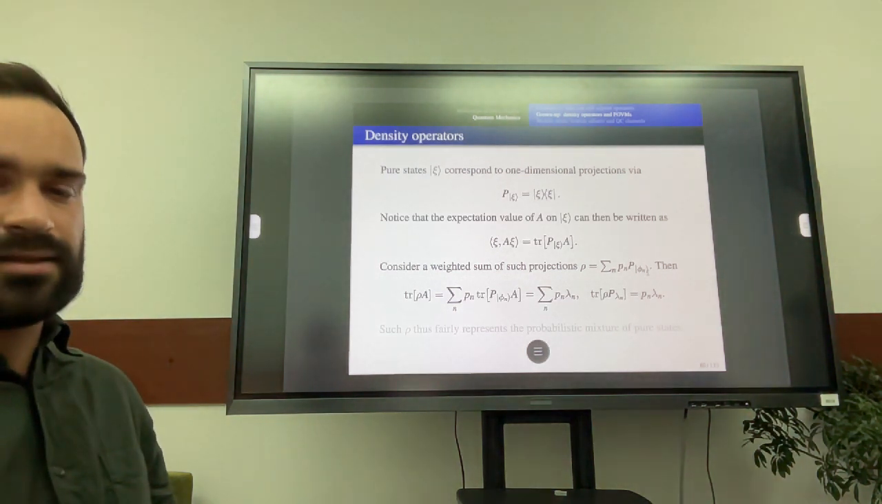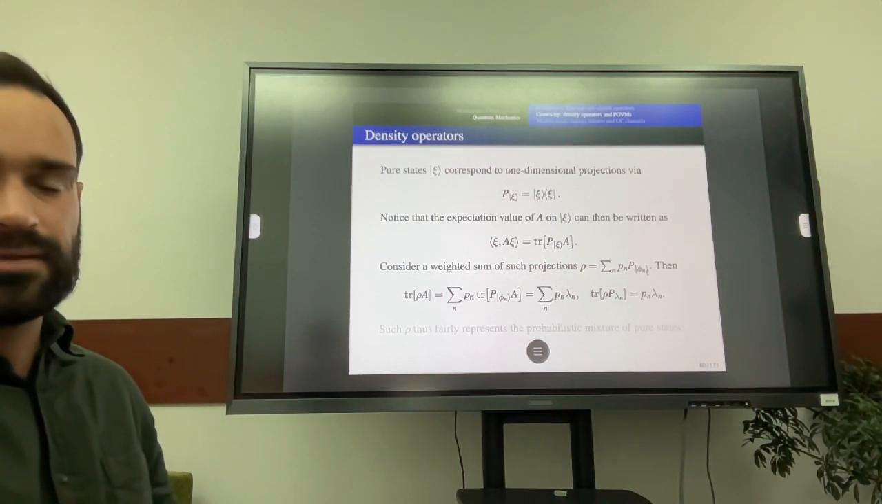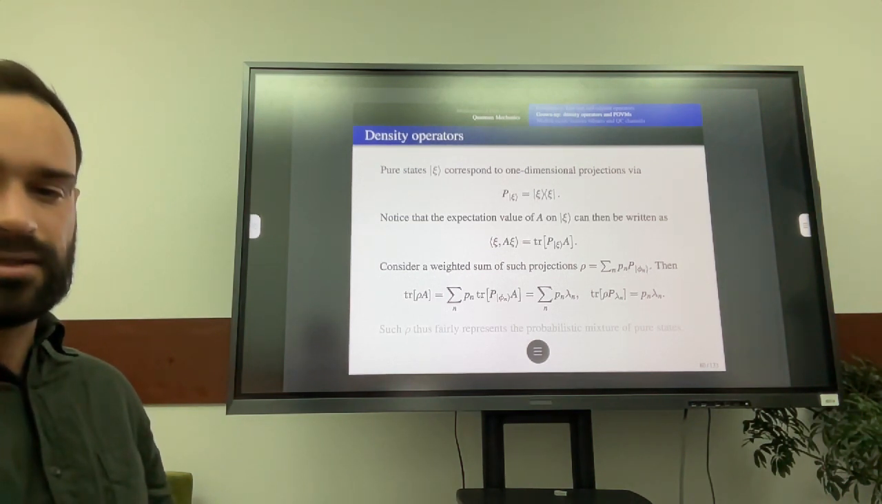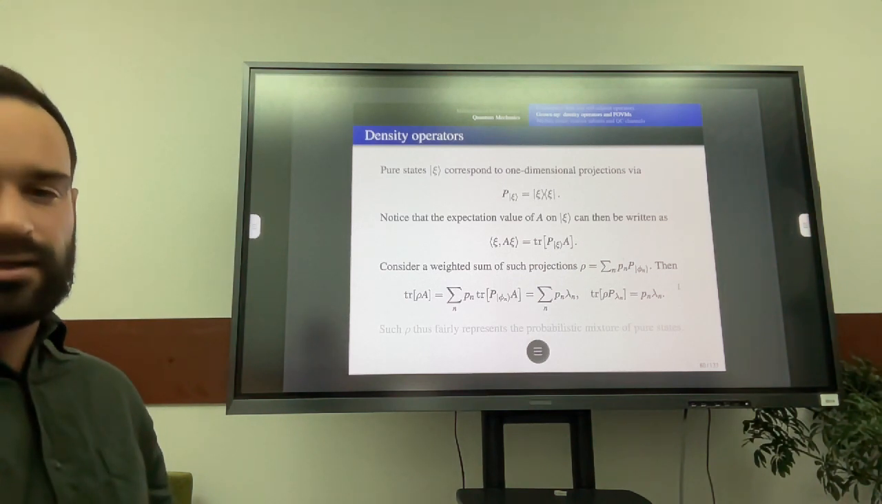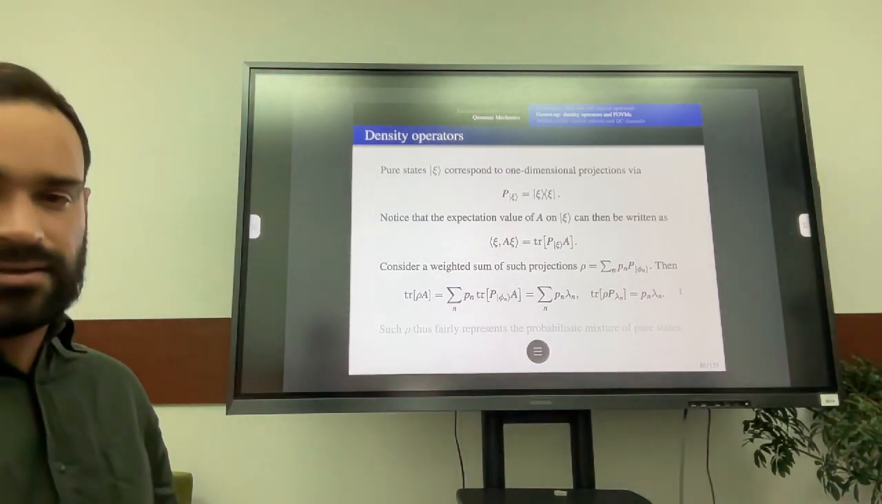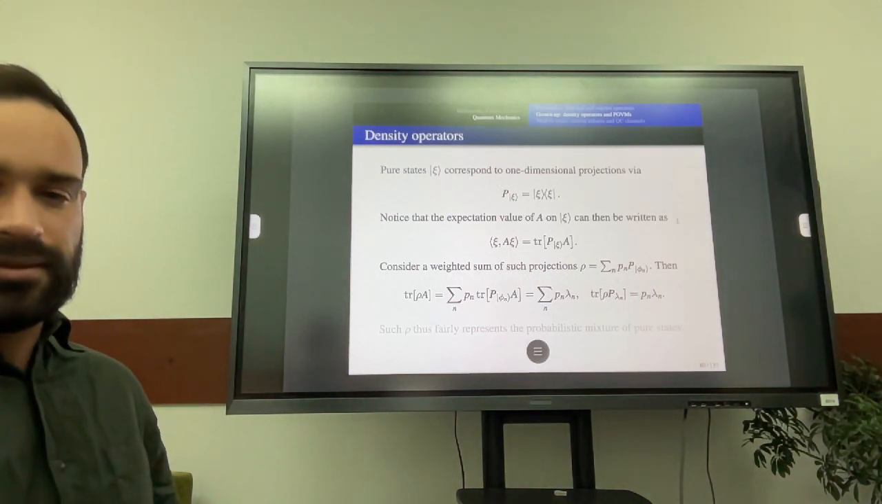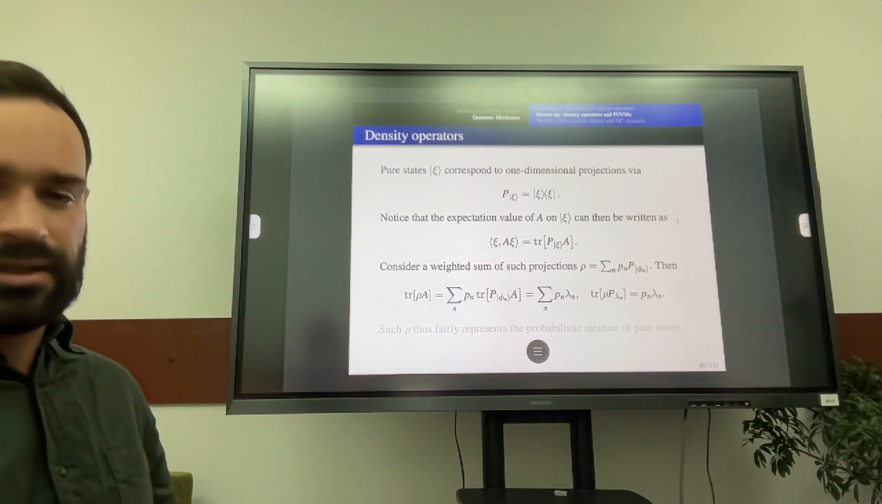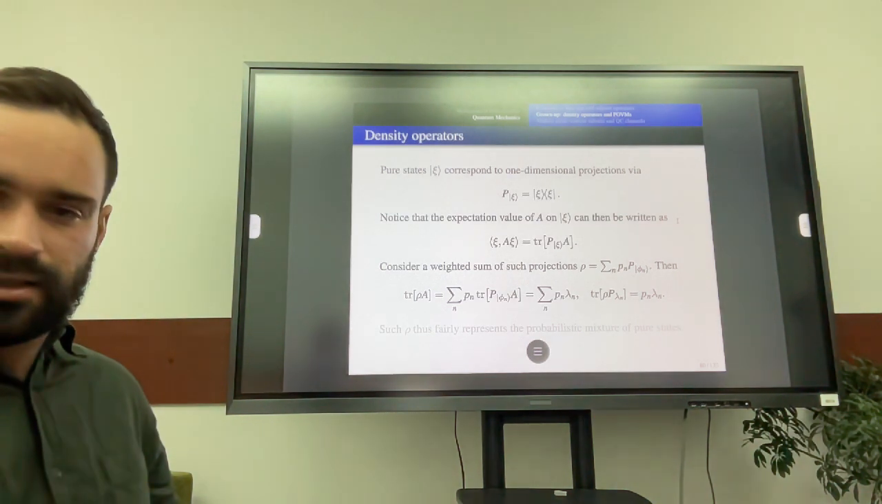Now we add the states, but not as vectors in the Hilbert space. That would be taking a superposition of states. We add the projections that the pure states define. And this way, this kind of matrix, operator, reproduces the probabilistic mixture of pure states as seen in this formula.